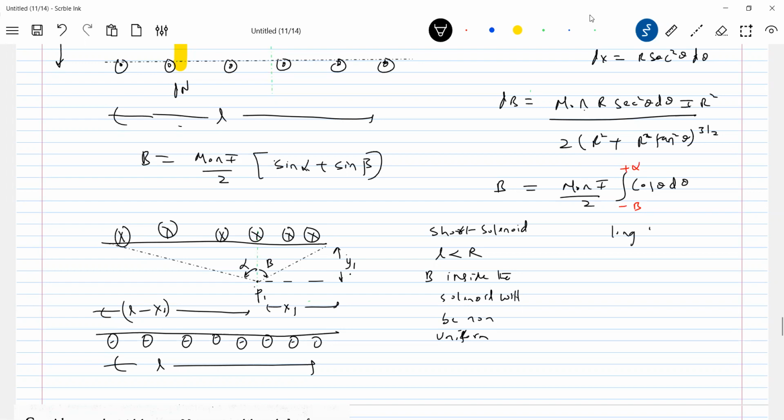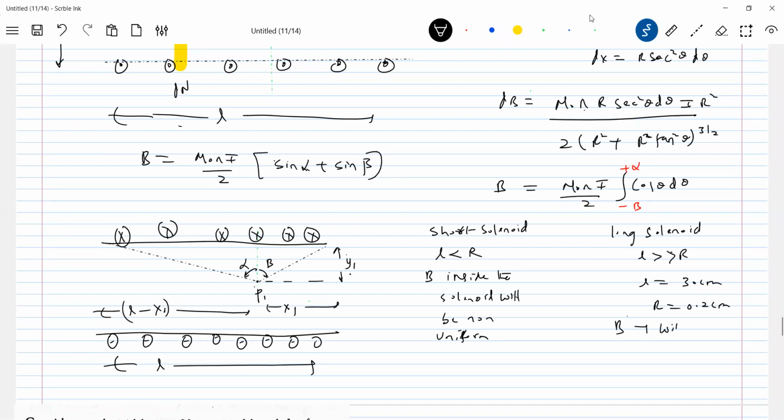Next, the long solenoid. Long solenoid does not mean length tends to infinity; it means L greater than R. Suppose the length is some 30 centimeter, not 100 meter, since that much long electrical equipment will not be there. Radius will be say 0.2 centimeter. Definitely L is very much greater than R. This is the long solenoid. In the long solenoid, B will be uniform.